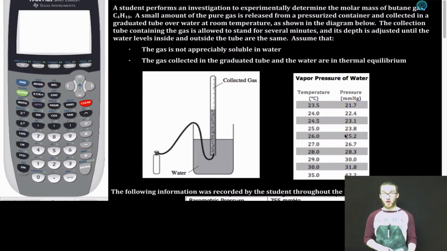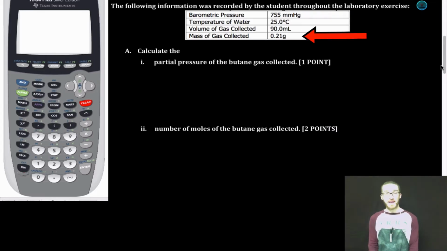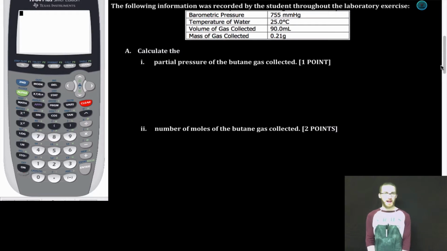Alright, take a moment, pause the vid, look at the image of the experimental setup and your data table of vapor pressures of water. The following information was recorded by the student throughout the laboratory exercise. Alright, so we know the barometric pressure, temperature of the water, the volume of the gas collected, and the mass of the gas collected. Part A, subpart I, calculate the partial pressure of the butane gas collected.